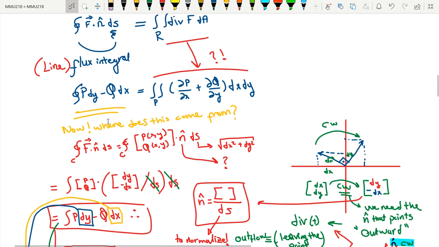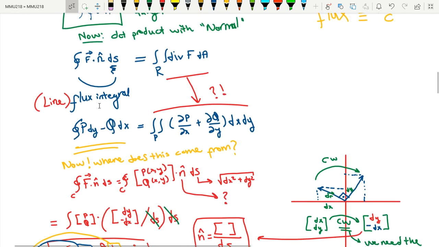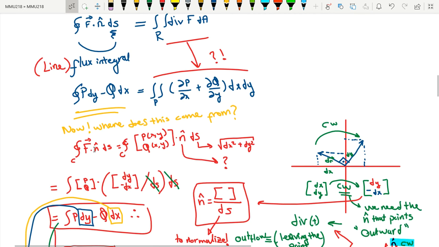And on the left hand side, I'm going to represent this F dotted with the surface normal as this little thing here, P dy minus Q dx. And depending on our previous definitions, we will move on from here. Now, where does this come from? F dotted n ds. How can I open this up?